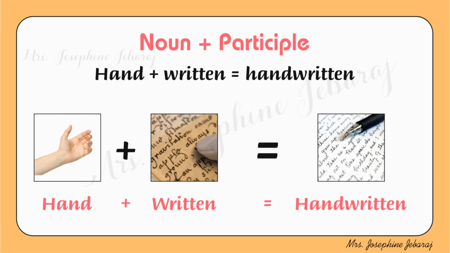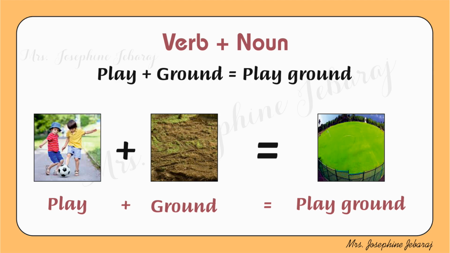Now let's see this combination of noun plus participle. Hand, written. Home, made. Home, we know it is a house. Made is the past participle of the verb make. Handmade. Let's now move on with the combinations of verb with noun and so on. As we have already learned the definitions for verb and noun, let's go directly to the examples.